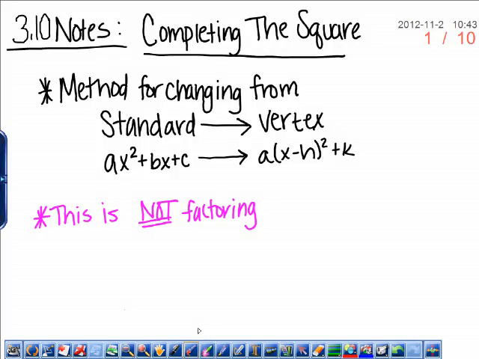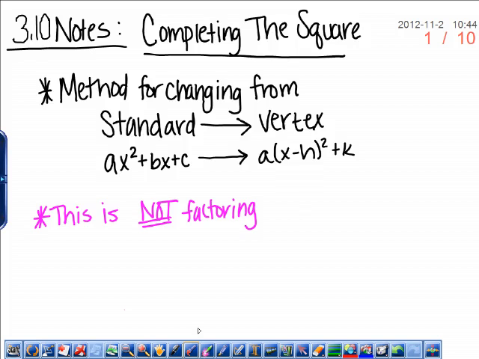Alrighty, so today we're going to work on a process called completing the square. Completing the square is the process to go from standard form to vertex form. So on your after party, you went from vertex form to standard form because that's easy. We just multiply it out, combine like terms. To go from standard form to vertex form takes a little bit more manipulating.